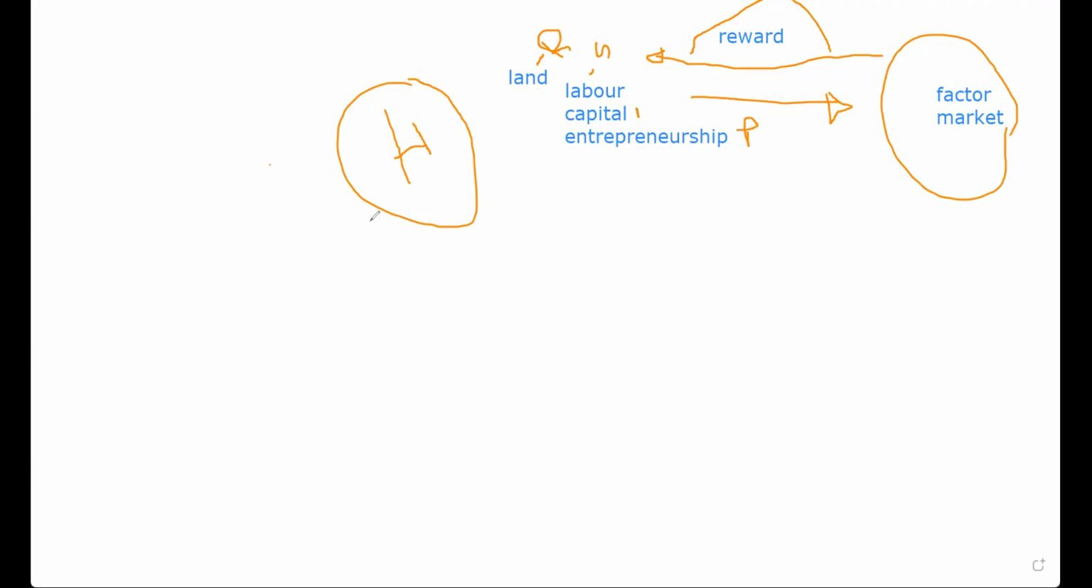So the households will provide their factors of production to the factor markets. Then the factor markets will reward the households for their factors of production. Then the factor markets will take these factors of production to the what? To the firms, the producers now.